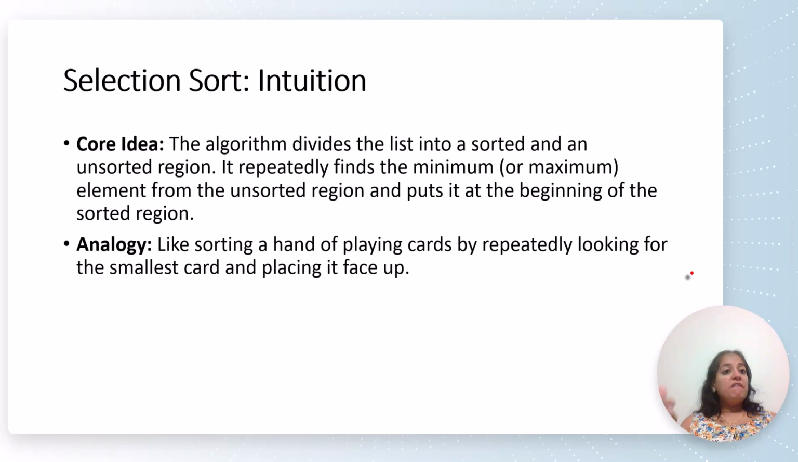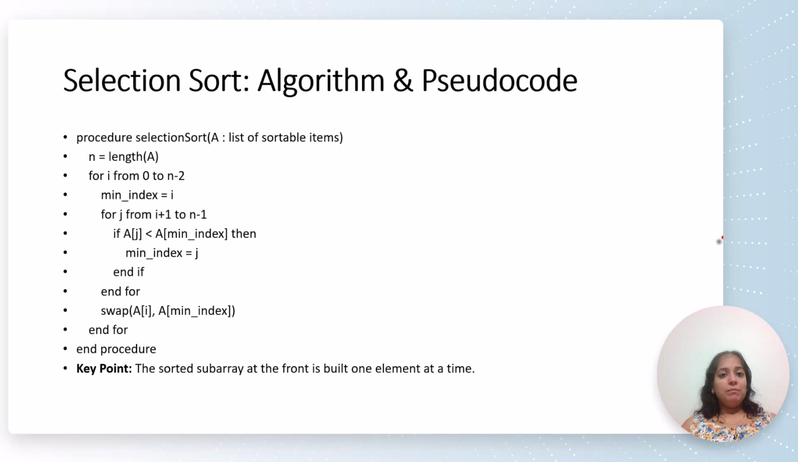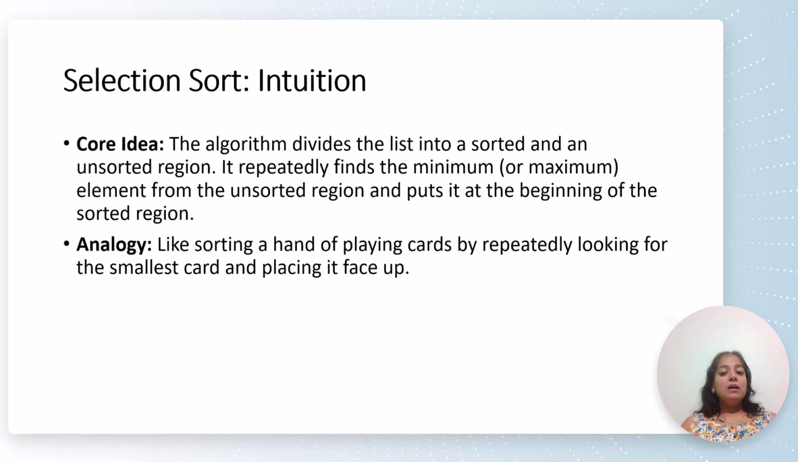What you need to do? Find out the minimum element. Basically, in this one, we keep our array as two parts. One is the sorted and one is the unsorted.